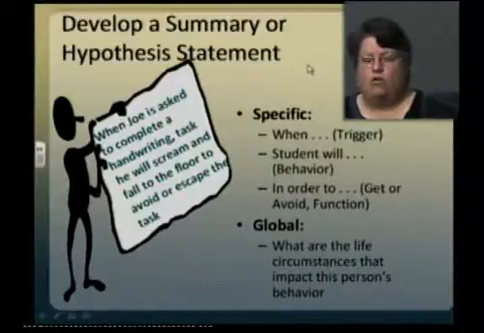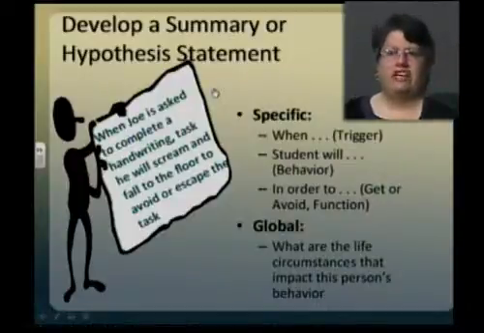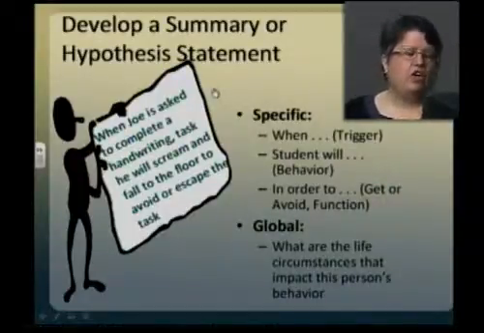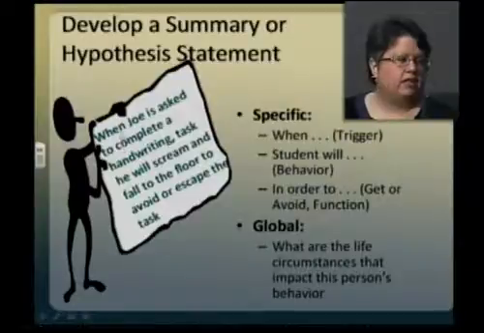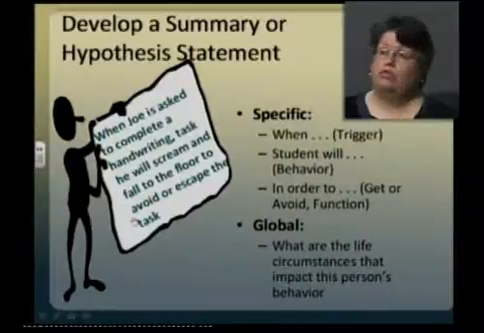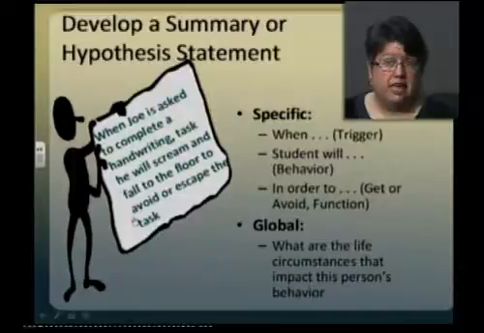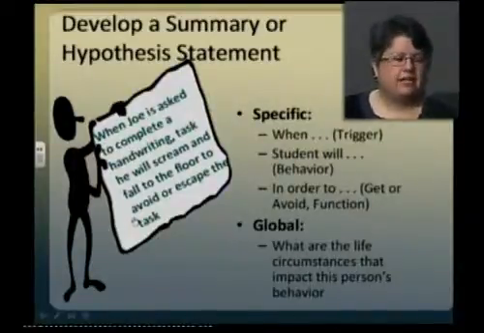This is how we format our hypothesis statement. At the point that we've observed Andrew and we have a better idea of the function of his behavior, we can then form our hypothesis statement. Here's a sample hypothesis statement in the box. When Joe is asked to complete a handwriting task, he will scream and fall to the floor to avoid or escape the task. Now, that's Joe's behavior. Andrew's behavior, as we saw, was similar but not exactly the same.